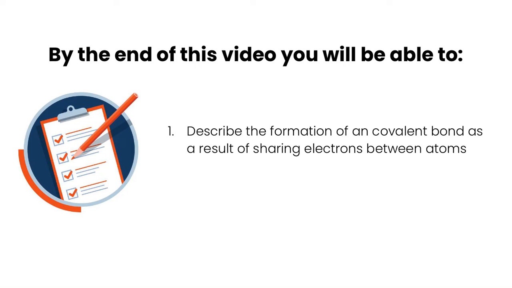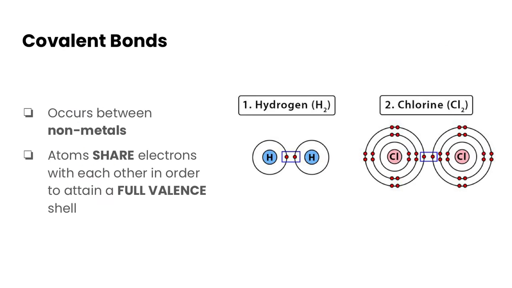In this video, we're going to take a look at covalent bonds. By the end of this video, you'll be able to describe how a covalent bond forms as a result of electrons being shared between atoms. As I said in the intro just now, covalent bonds are when we have sharing of electrons.